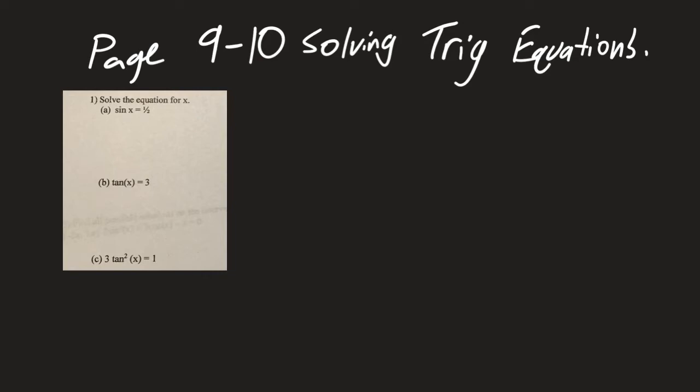All right, so at the top of page 10, you can see the first problem says solve the equation for x, and we're really just trying to work our way back to that variable and figure out what number that is. So A says sine x equals 1/2. That question is basically saying, I know that the sine value is 1/2. Where is that happening? What angle is this? So I want that angle.